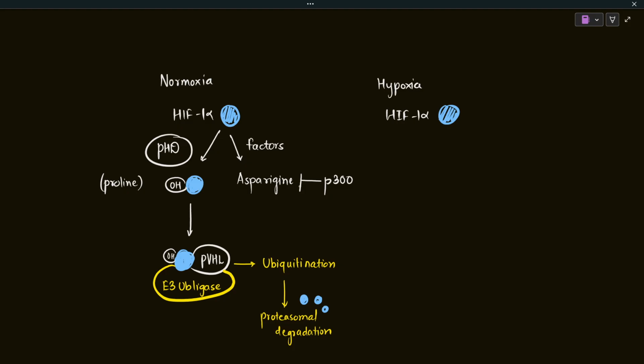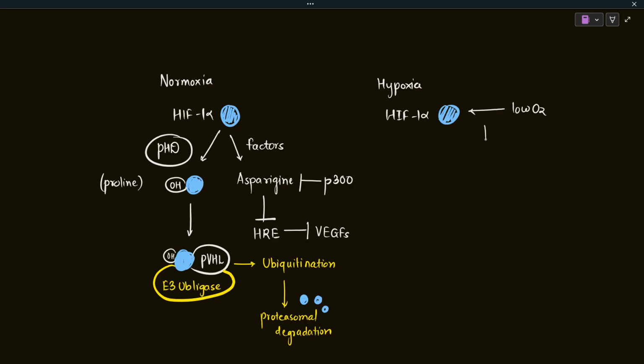So now P300 cannot interact with HIF-1 alpha, so there will be no downstream signaling. So the HIF-1 alpha cannot dimerize, and it cannot bind to the hypoxia responsive elements. So there will be no transcription of the growth factors. Okay. But under the hypoxia condition, this HIF-1 alpha gets stabilized. So whenever there will be low oxygen, HIF-1 alpha will be stabilized.